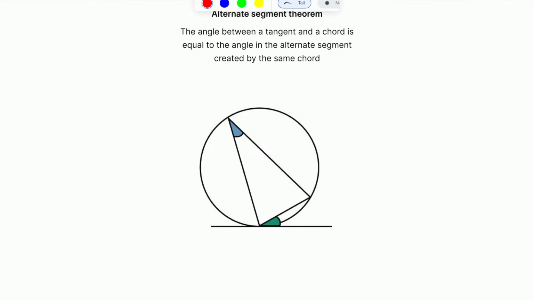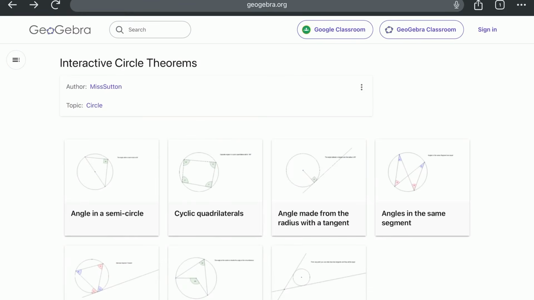So there is a tangent. This angle in green here, created between the chord and the tangent, is equal to this angle here, that's created by the same chord. So this chord here is what's used to create the blue angle. And because that chord also touches the angle between the chord and the tangent, it's equal. Now that might have sounded a little bit confusing, but again, I can show you that in action.